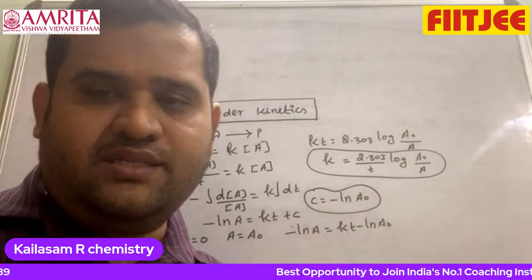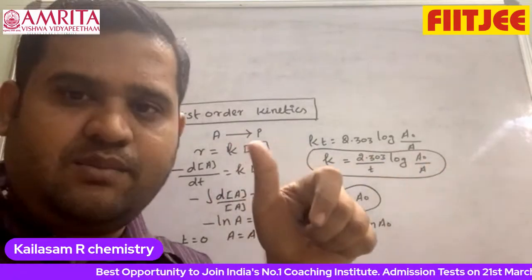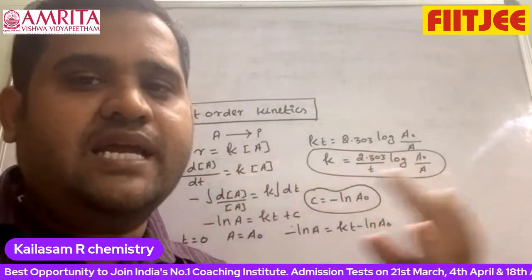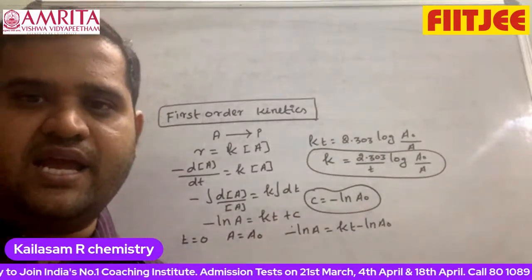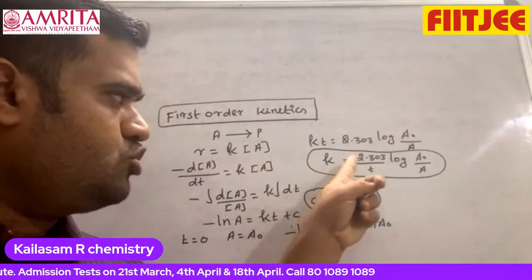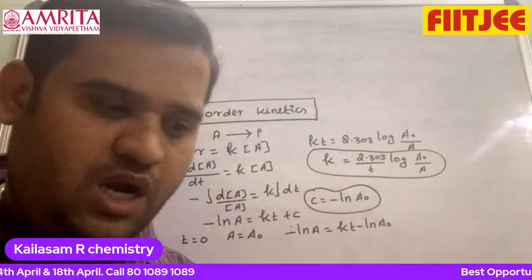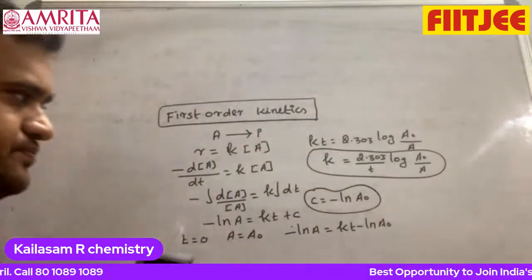A naught is called what? It is the initial concentration. And what about this A? The A is nothing but the unreacted A at time t. Don't forget about it. Now, they have given K is equal to 2.303 by T log of A naught by A. Is it over?